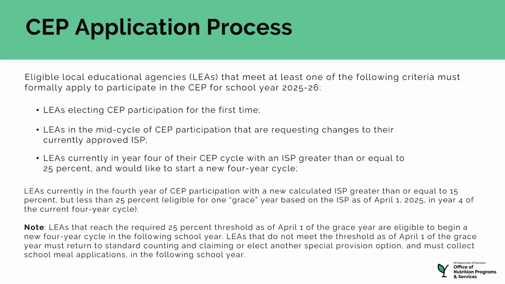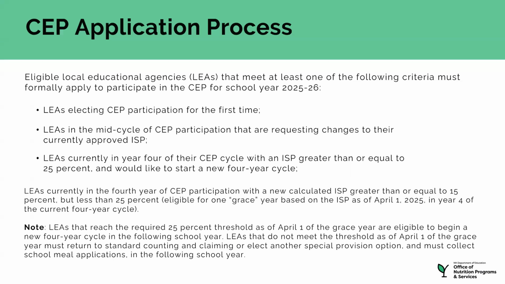So any LEAs that are electing CEP for the first time, LEAs in the mid-year cycle of CEP, LEAs currently in year 4 of the CEP cycle with an ISP greater than or equal to 25% and would like to start a new 4-year cycle, and LEAs currently in the 4th year of CEP participation with a new calculated ISP greater than or equal to 15%, but less than that 25%.